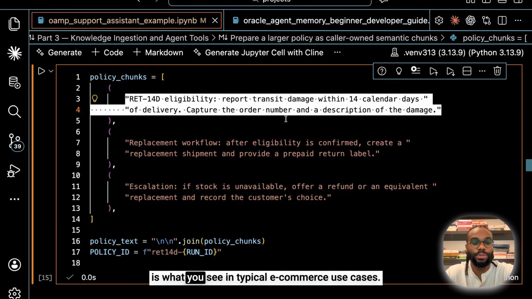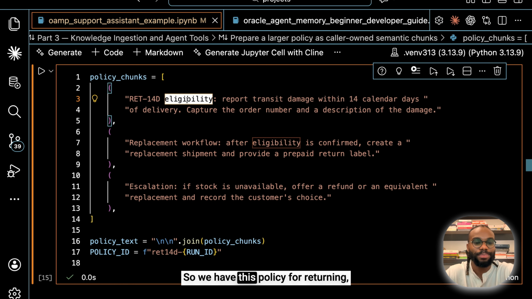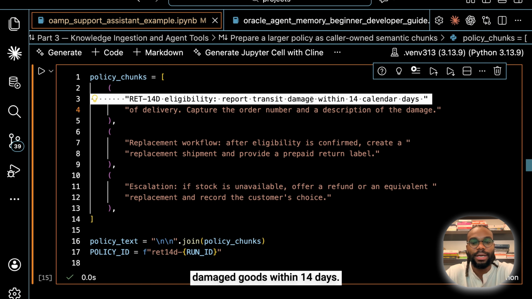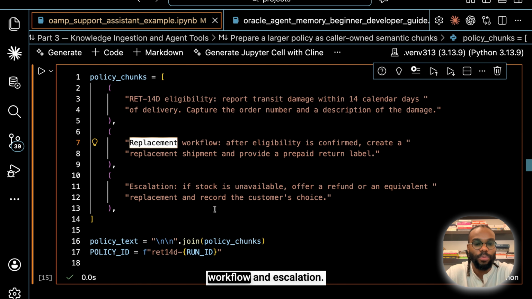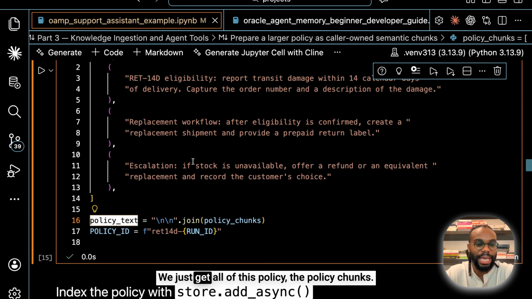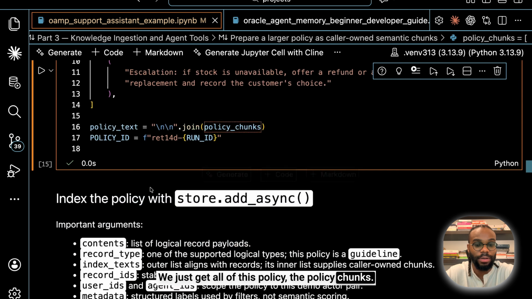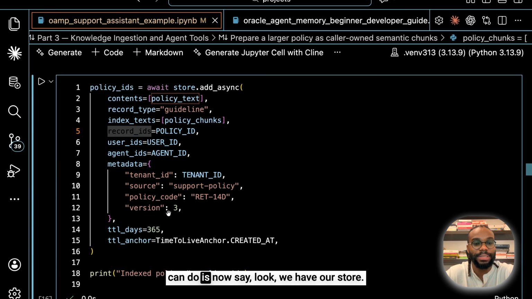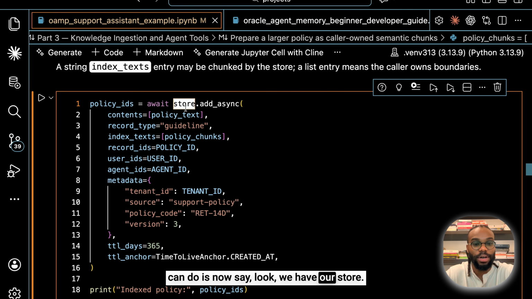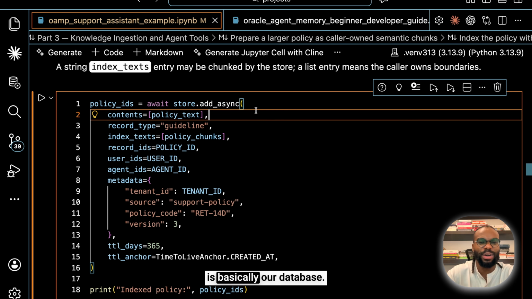And this is what you see in typical e-commerce use cases. So we have this policy for returning damaged goods within 14 days. We have one for replacement workflow and escalation. We just get all of this policy, the policy chunks, and place it into a policy text. And what we can do now is say, look, we have our store. Remember our store, which is basically our database.